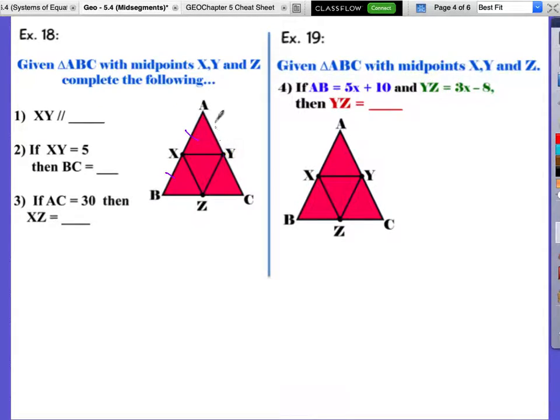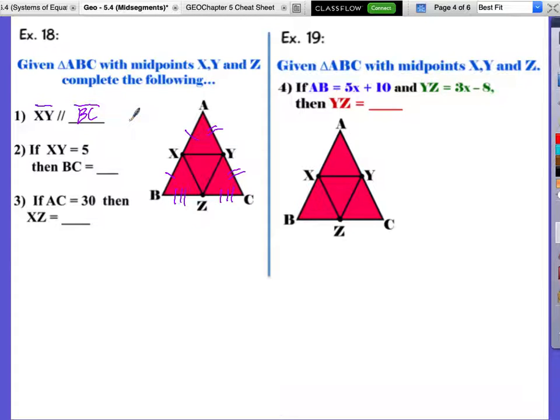If Y is the midpoint of AC, how many dashes would we put between A and Y? 2. Why not 1? Because it might not be congruent to the other side. And what would go between Y and C? 2 marks. And this bottom side? 3 marks. 3 and 3. So it might be nice for us to mark it. Now, if these are all midpoints, then what does that make XY? A midsegment, because it's a segment that connects two midpoints. So segment XY is going to be parallel to what segment? BC. Segment BC, that third side.